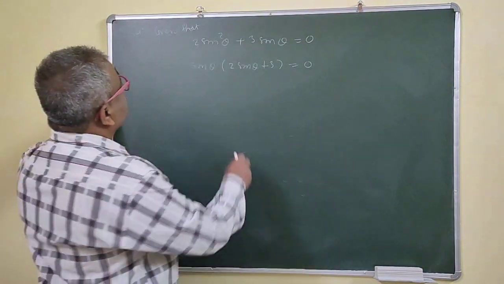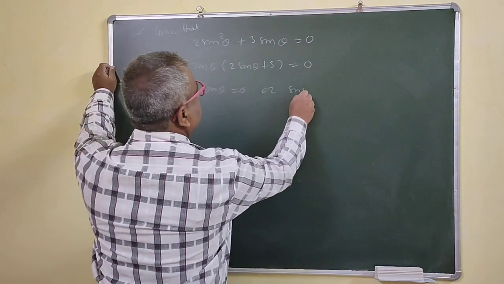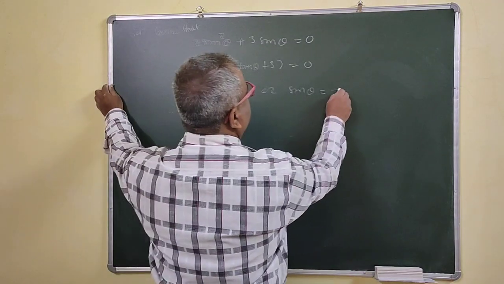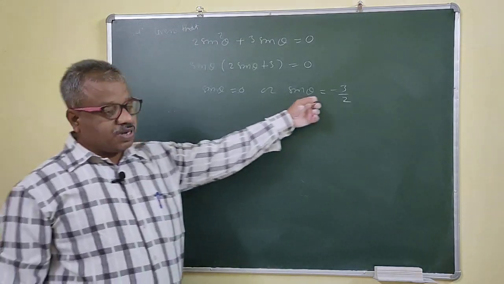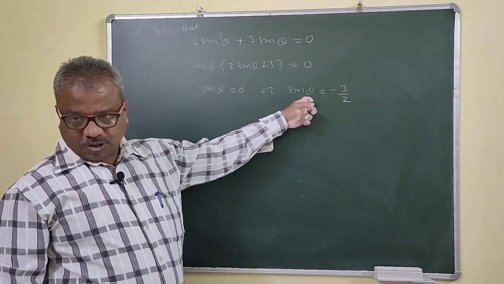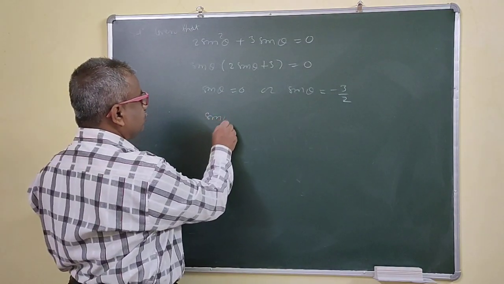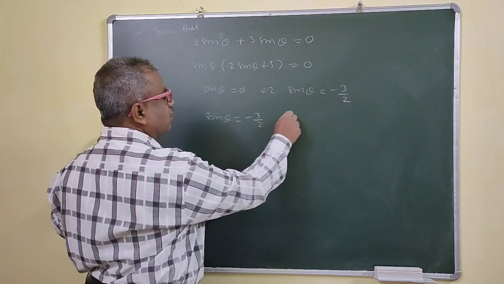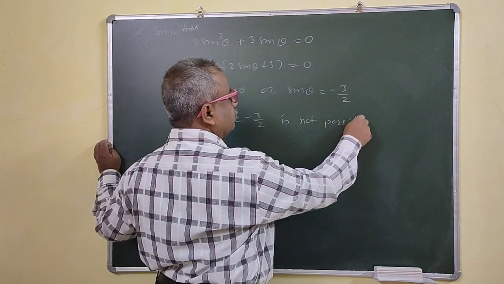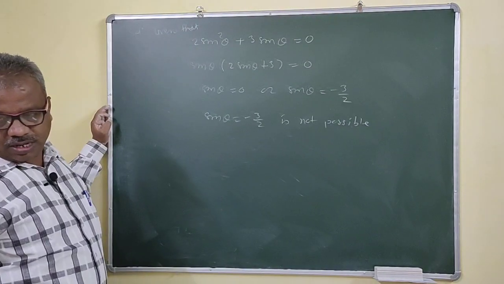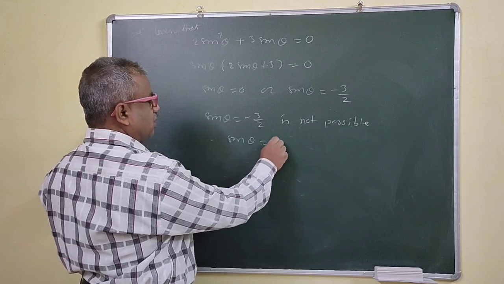So sin theta is 0 or sin theta is equal to minus 3 by 2. Right? That means this is not permissible now, because this is less than minus 1. So sin theta equal to minus 3 by 2 is not possible. Therefore sin theta is equal to 0.